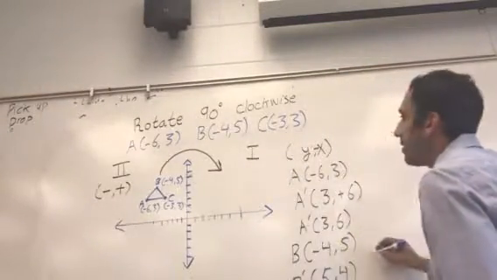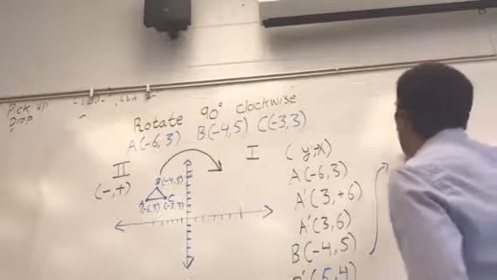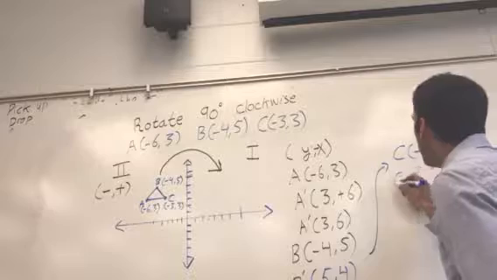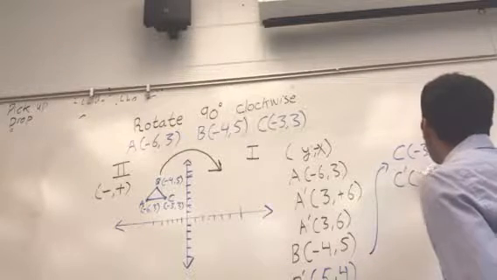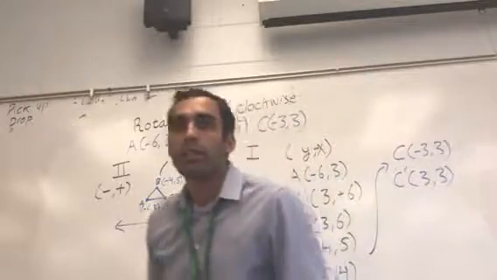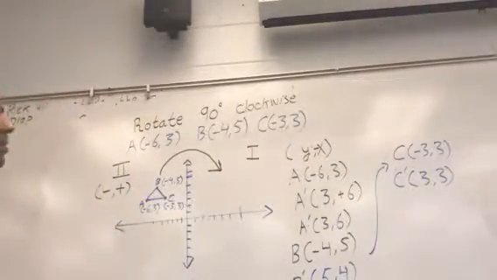Okay. And then you would do the same thing for C. So your C prime will become +3, +3. And that's it. That's all you need to know for that. Hopefully that helps.